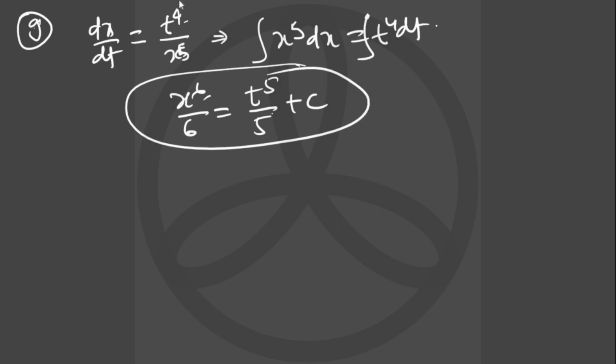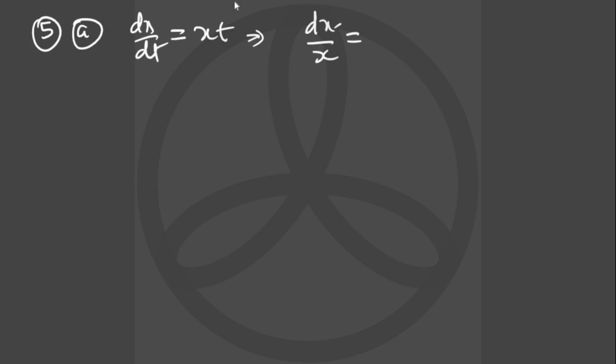So friends, let us move to the next section, which is section 5, and in that case also we have to find the general solution. Section 5a is dx/dt = xt, and here also we will separate the variables in order to integrate it and apply integration here.